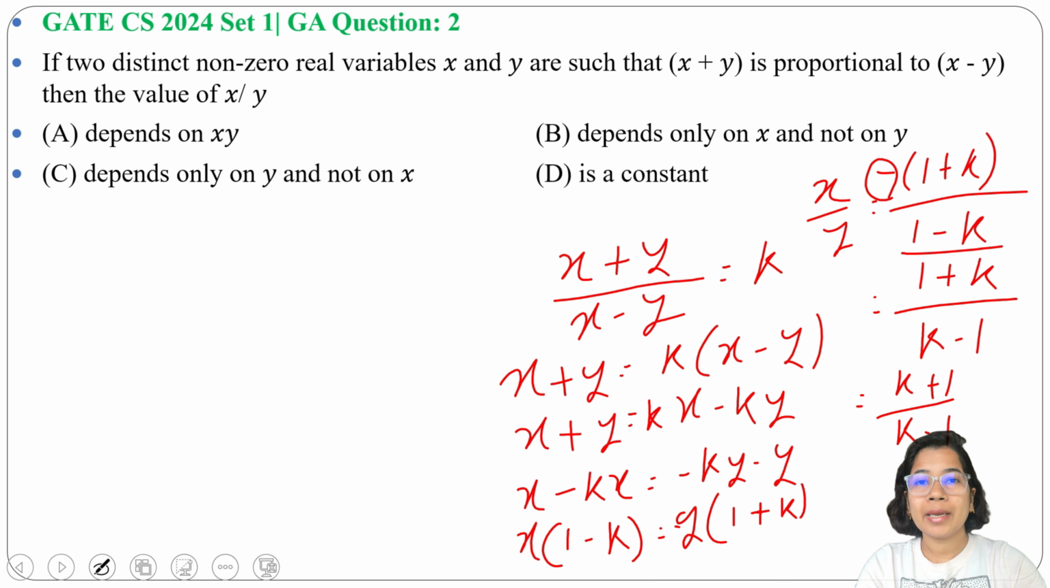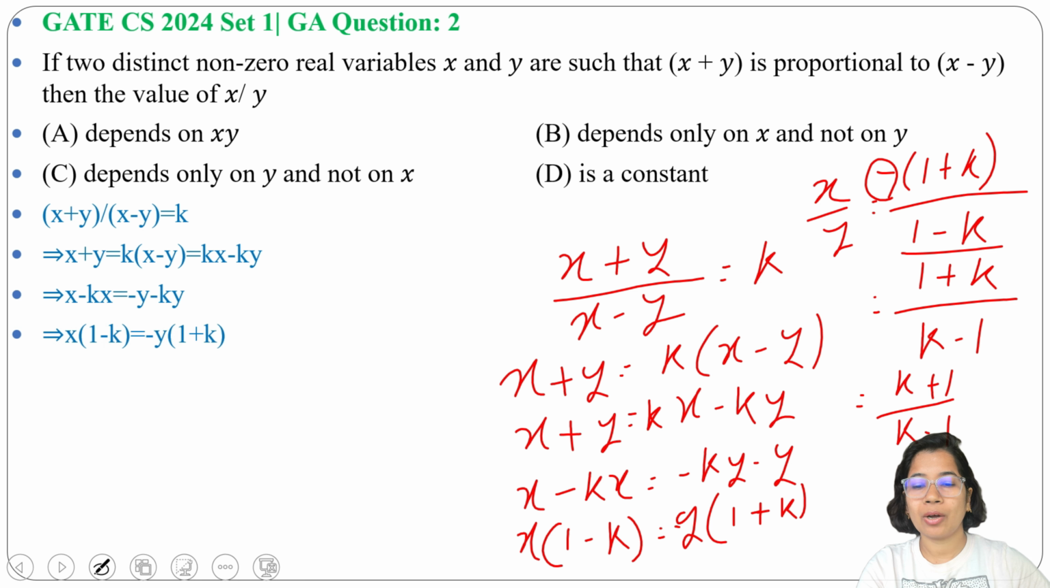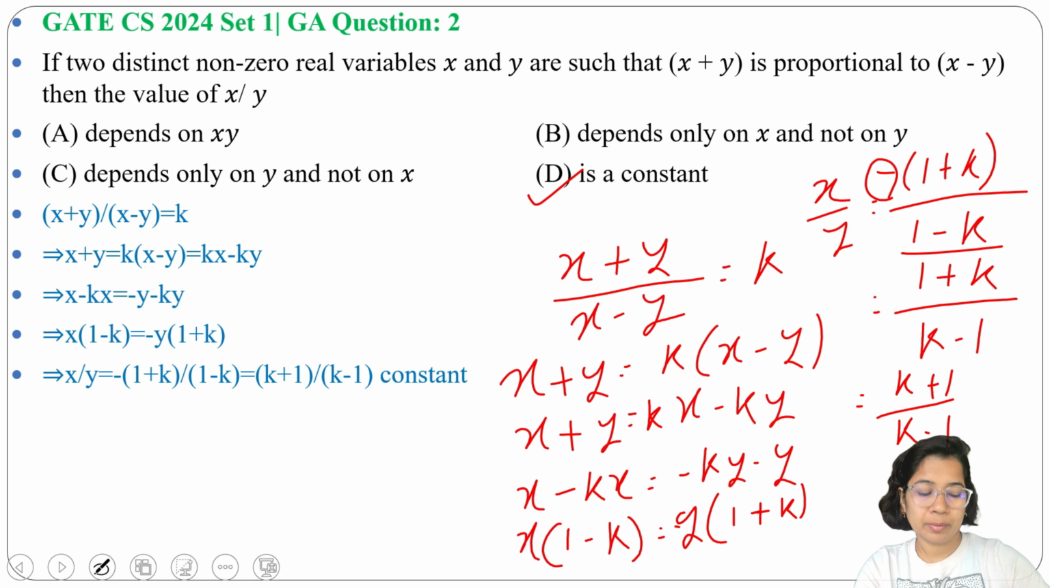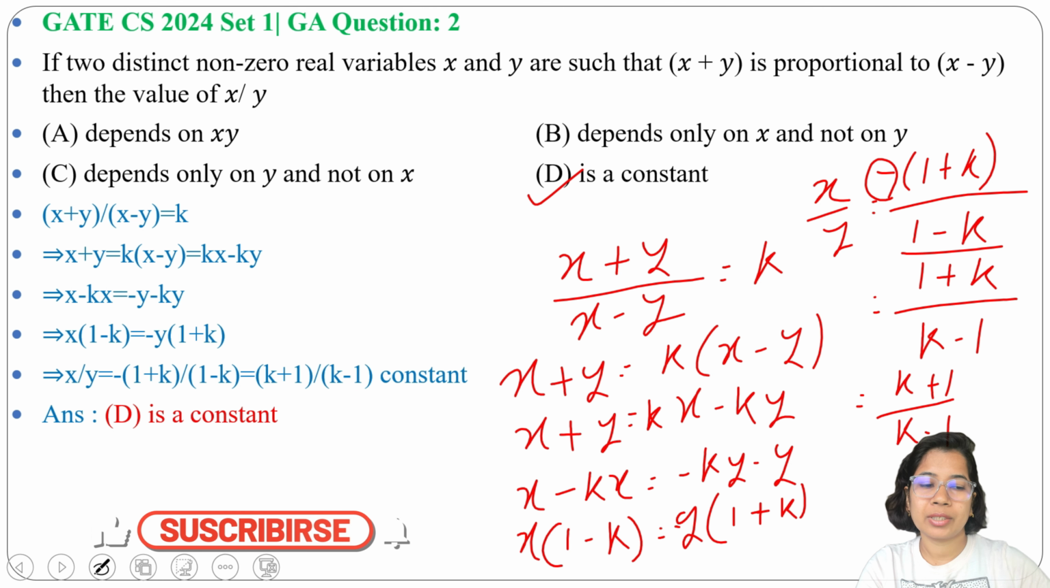Here k is a constant, we consider k as a constant. So k plus 1 divided by k minus 1 will also be a constant. Hence the answer will be option D. x divided by y is a constant.